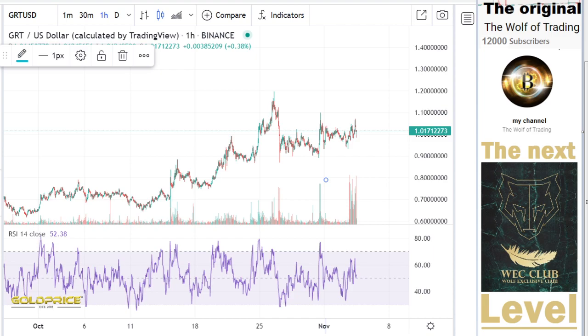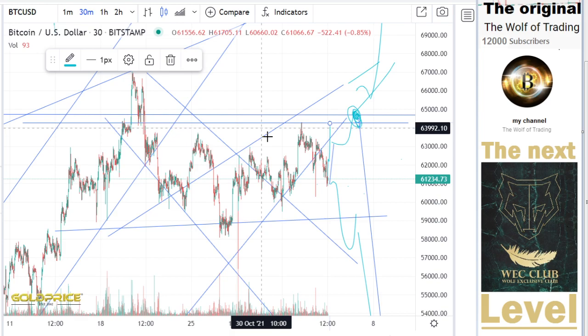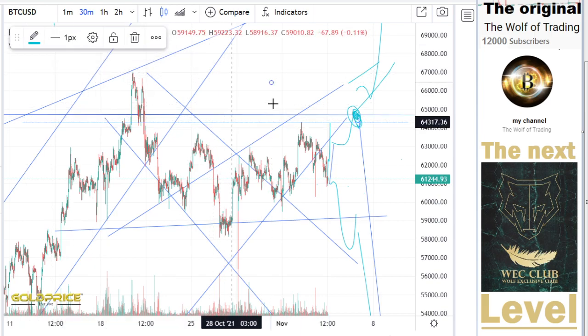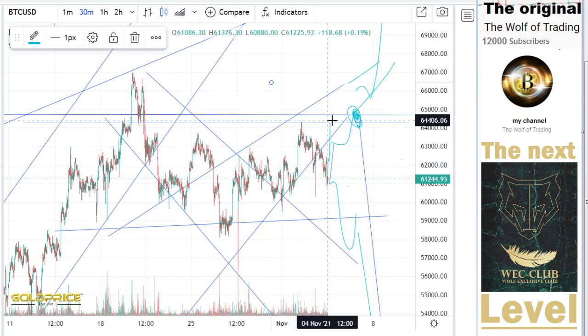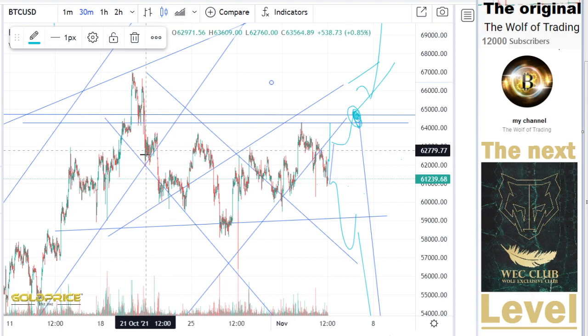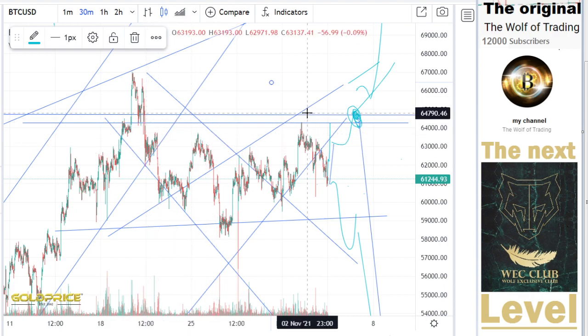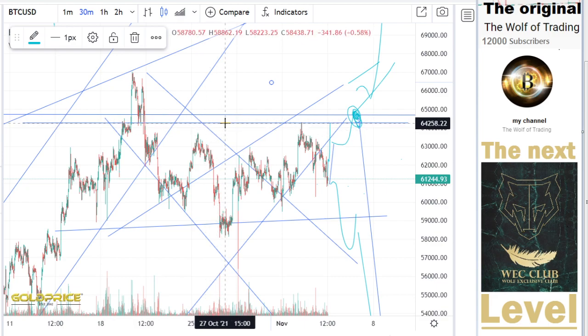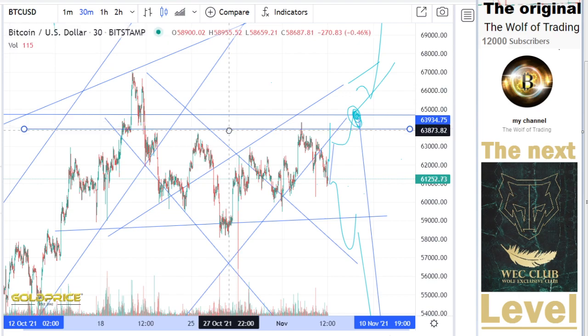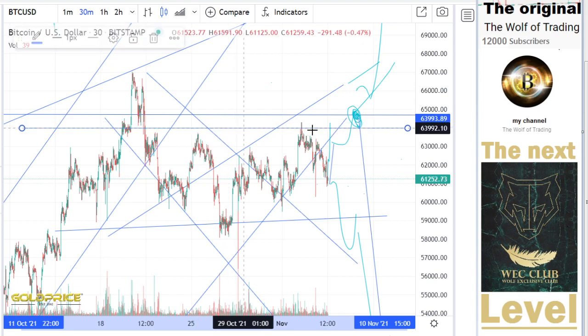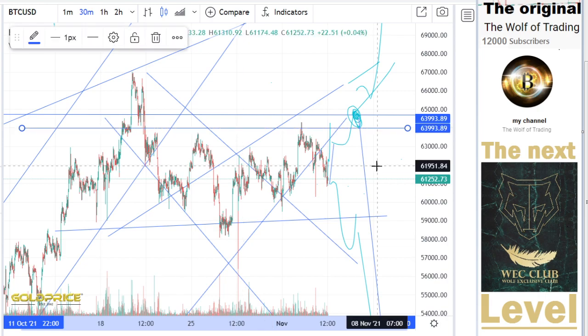We're looking at GRT. But before that, we're looking at the Bitcoin price, and here is a very interesting constellation. We have our resistance line at this level, 64,000, and you can see we tried this one time, two times, three times. If you want, we can make the resistance a little bit wider, but this area is the resistance.